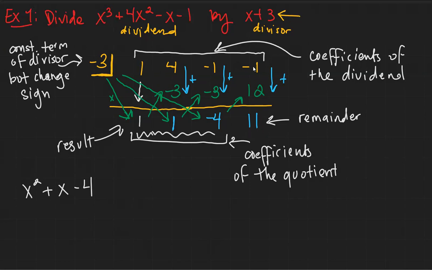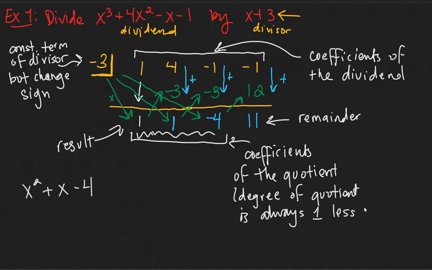So you're always going to have one less coefficient for the quotient than you do up here, which means that the degree of the quotient is always 1 less than the degree of the dividend. Okay, and that's true here, right? Because in our quotient, we have a quadratic. In our dividend, we have a cubic, a third degree. Okay, so hopefully you're kind of seeing where all of this falls into place.